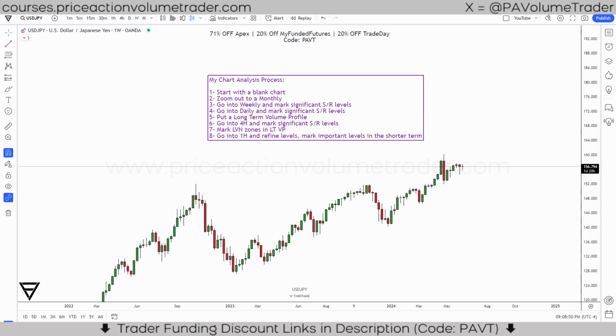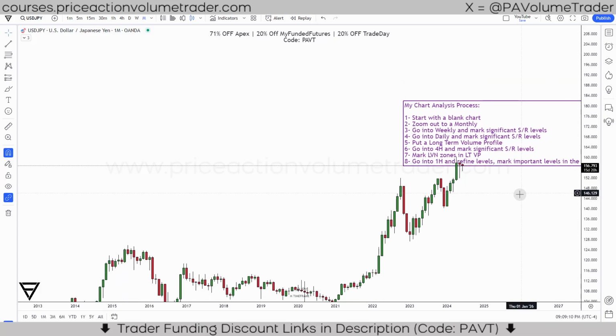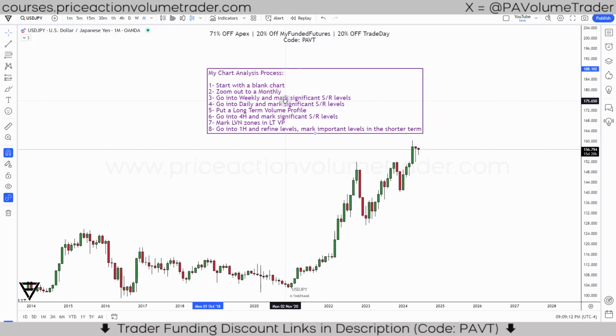Okay, so this is the general 8 steps that I take when I do this, and this is what we're going to do now. I start with a blank chart. I'll zoom out into a monthly. I don't really ever use the monthly time frame except to look at very high time frame general structure.